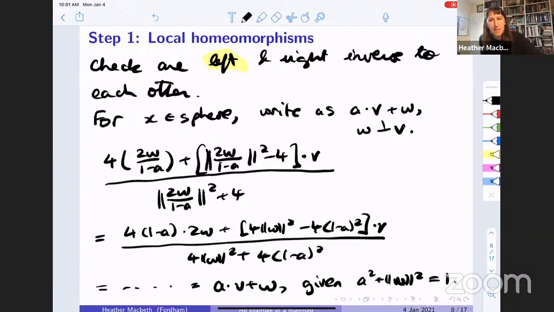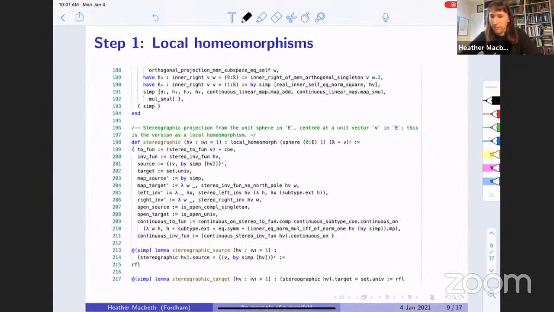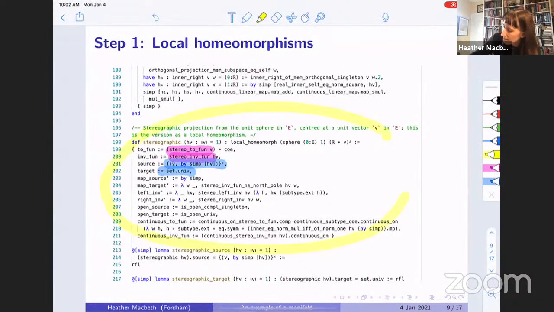So this is the work that goes into making the local homeomorphism. And let me now indicate briefly what that looks like in Lean. So I have, after a period of preliminary work, I've defined this stereo 2 fun and this stereo in fun that we discussed. I write down their source and their target, which respectively are the complement of one point and the whole space. And I have all the different checks to show that it's a local homeomorphism. And so this is my completed local homeomorphism.